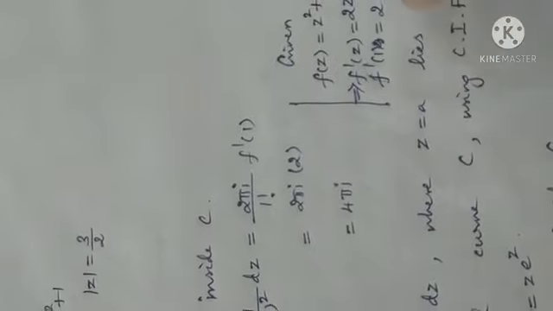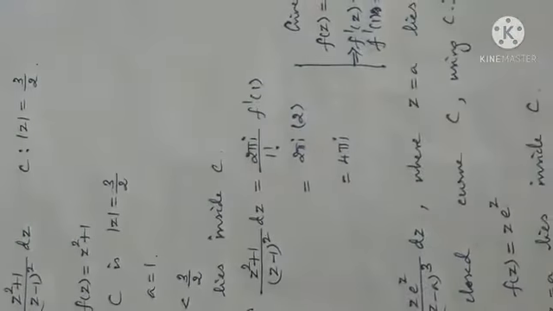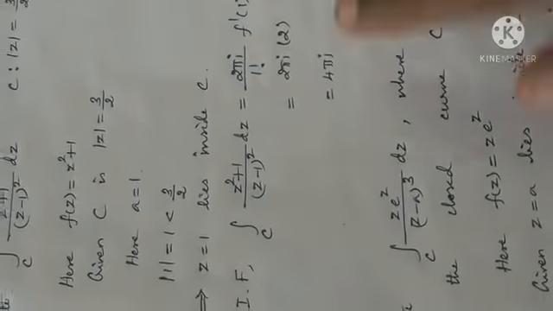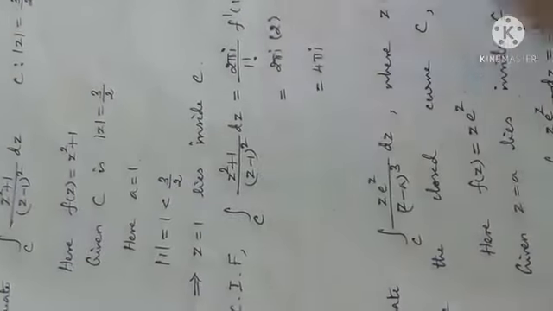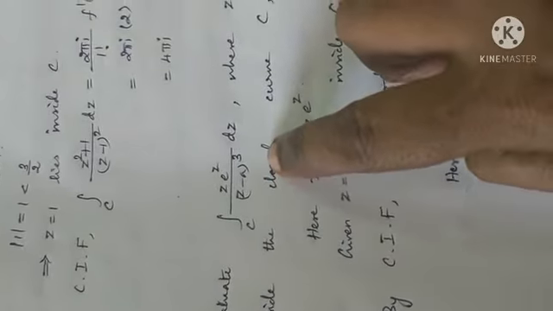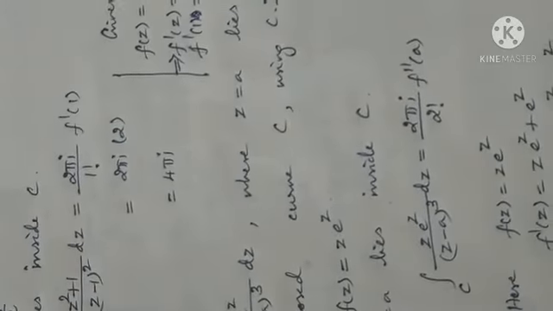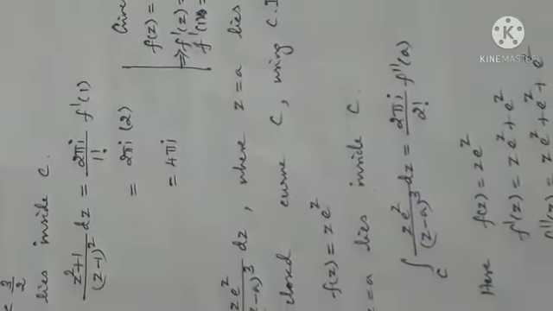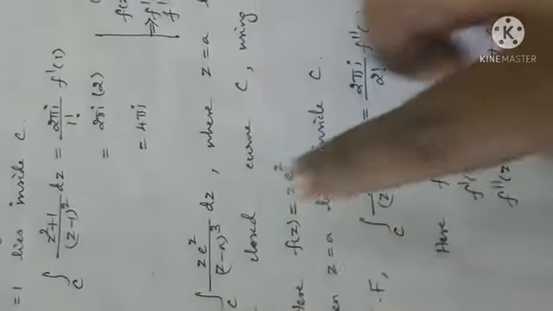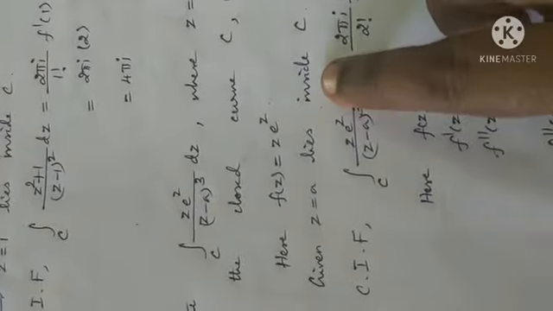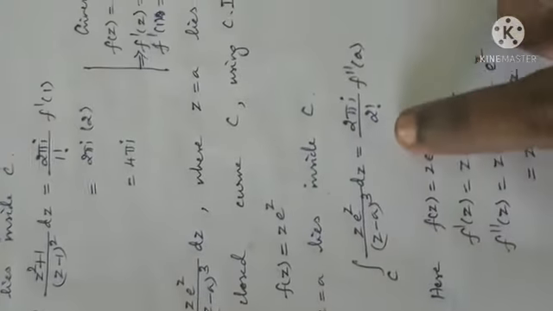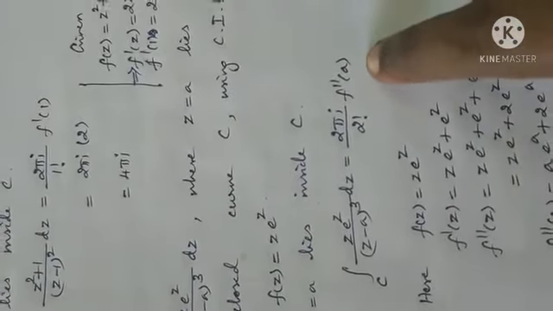F dash of 1 is 2. Substitute here to find the answer. Very simple. Just the formula is different when you have a whole square in the denominator. Now it is f of z by z minus a whole cube. They have given that z equal to a lies inside the closed curve C. Usually we verify whether it lies inside or outside. Here there is no need, they have given that it lies inside C. F of z is given, z minus a whole cube. Since it lies inside C, the answer of the integral is 2 pi I by 2 factorial into f double dash of A.